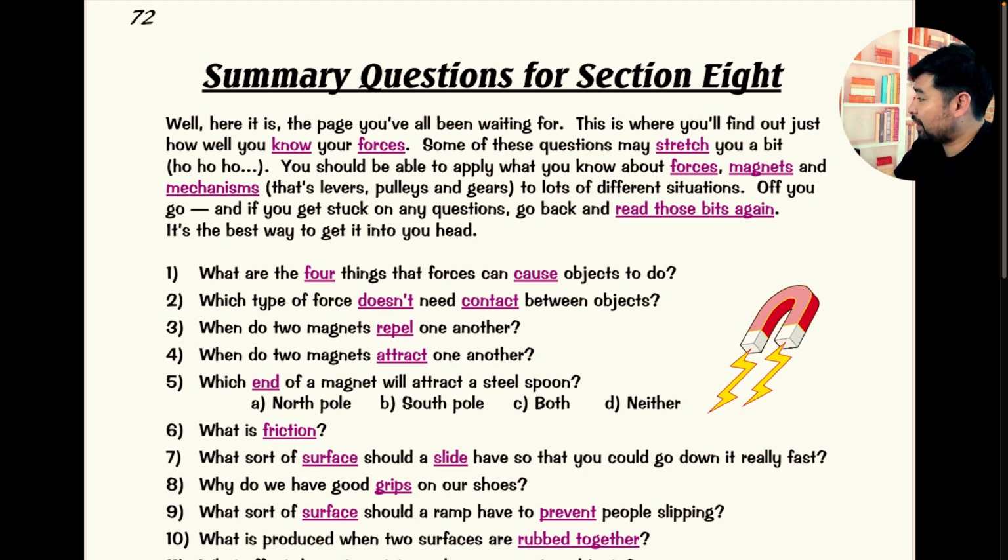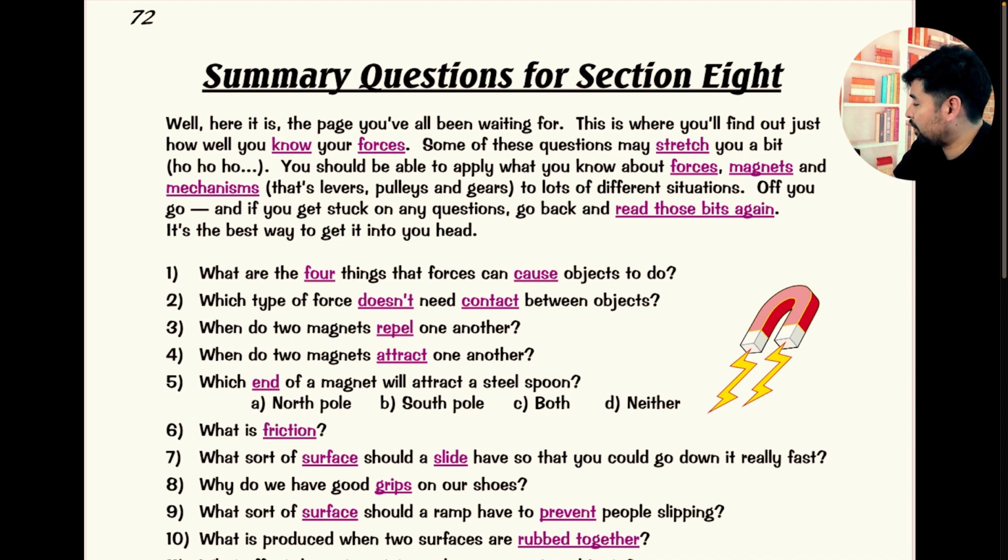Então, você deve ser capaz de aplicar o que você sabe sobre forças, magnetos, magnetismo e mecanismos, ok? Que são os levers, pulleys and gears, em muitas situações diferentes, to lots of different situations, ok?